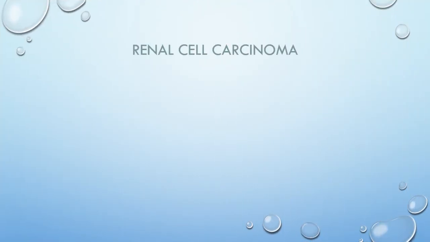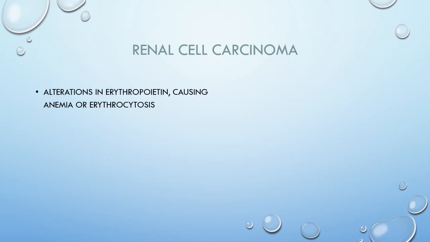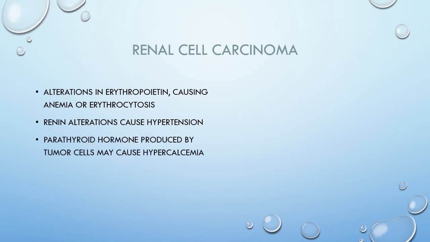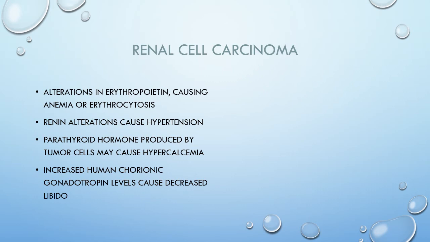Now we're going to move on to renal cell carcinoma. In renal cell carcinoma, there are alterations in the erythropoietin causing anemia or erythrocytosis. There will be renin alterations causing hypertension. The parathyroid hormone that is produced by tumor cells may actually cause hypercalcemia. The increased human chorionic gonadotropin levels will cause decreased libido.